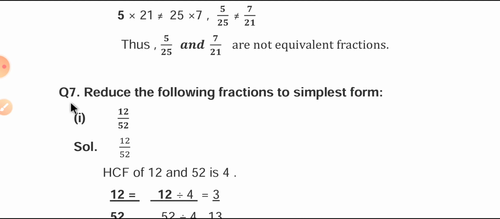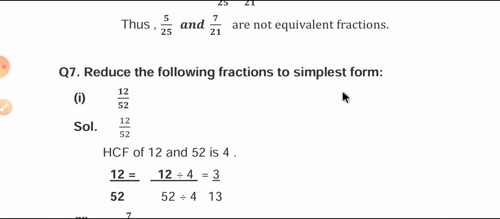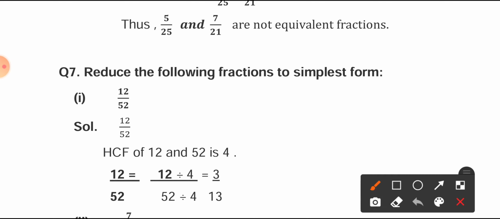Then the next question, number 7. Reduce the following fractions to simplest form. We have already seen that simplest form means the fraction in which the HCF, the highest common factor, of both numerator and denominator is 1. So the first one is 12 upon 52. To find the simplest form, you have to take the HCF of both the numerator and denominator. We have already seen in chapter 3 how to find the HCF.